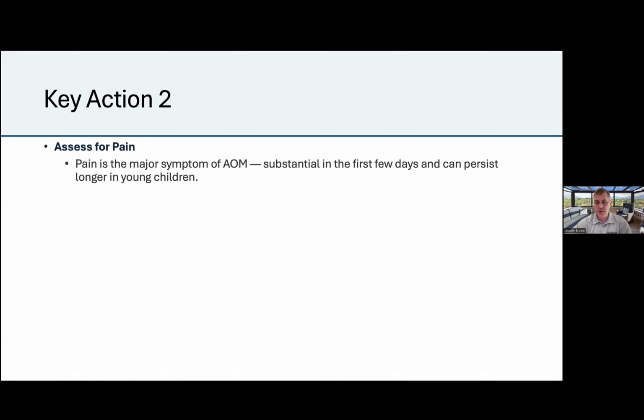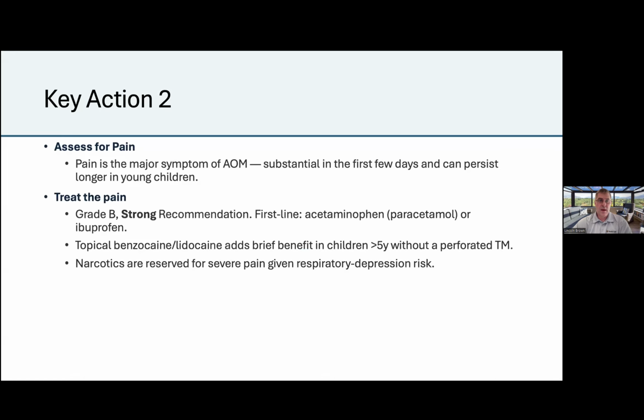Recommendation number two, also lots of emphasis on this one. Acute otitis media hurts. Little kids are unhappy, they're uncomfortable. So assess the pain, and if they're in pain, treat it. This was a very strong recommendation from the guidelines. First line is acetaminophen or ibuprofen. Topical can add brief benefit if they're over 5 and have an intact TM. And then narcotics for severe pain only due to respiratory depression risk in kids.